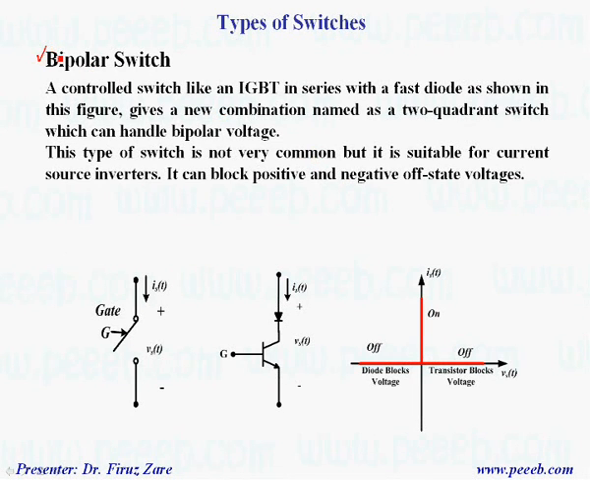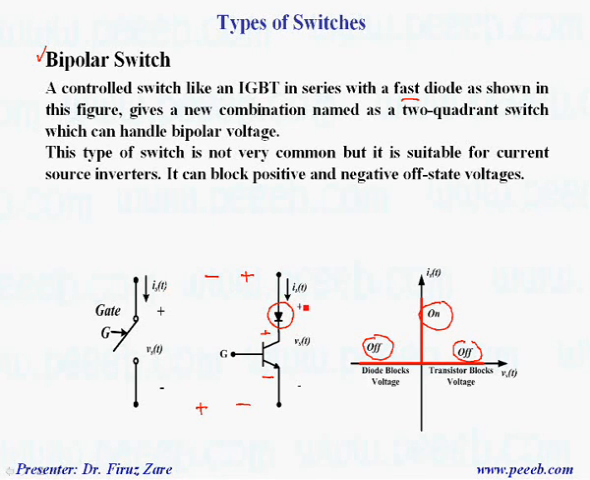Bipolar switch. A control switch like an IGBT in series with a fast diode can operate in these quadrants. That means it can block positive voltage and negative voltage and it can conduct positive current. For example, if the voltage across the diode and across the switch is positive, the switch can block positive voltage if there is no gate signal, and if the voltage across the switch is negative, this diode can block negative voltage.